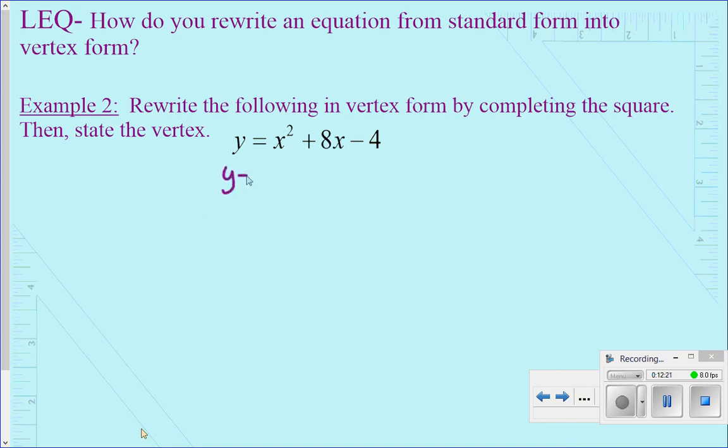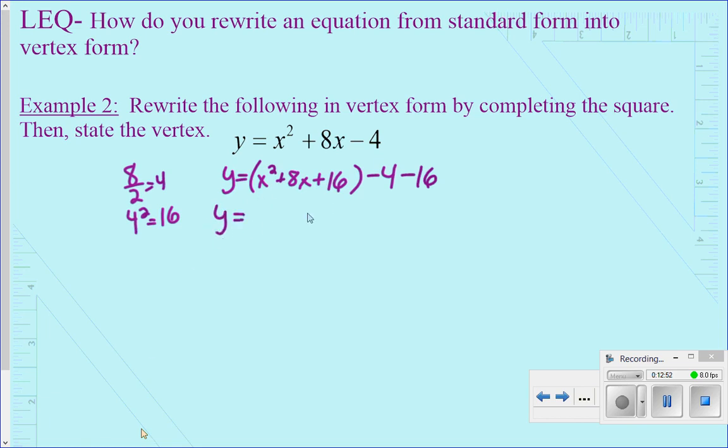So we have y equals, we group the x squared and the 8x, skip a little space, and then minus 4 goes on the outside. So I take half of the b, so half of 8, and I square that. And that's what I add inside the parentheses. I randomly added 16 on the equation, so I have to make it okay by subtracting 16.